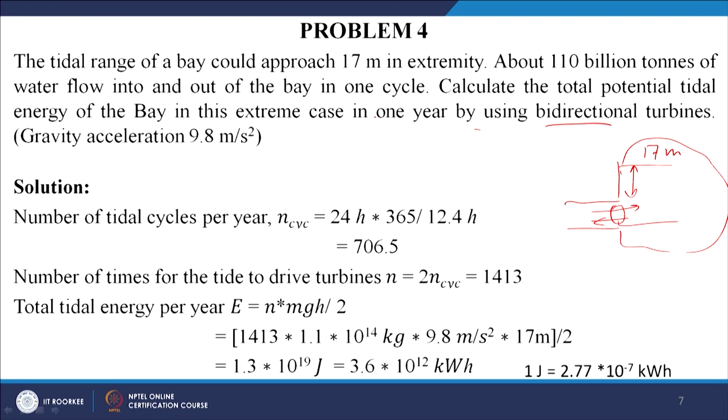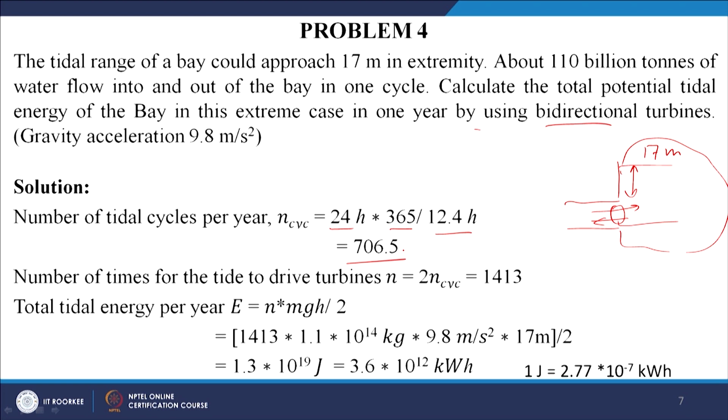So, in a year how many tides we will get, that we have to calculate, because one tide is the source of the availability of the head. So, that is why we will be calculating the number of tide cycles per year. That is equal to 365 days into 24 hours, the total hours, divided by 12.4 hour, as 12.4 hour is required for one tide. So, we are getting a total of 706.5 cycles in a year.